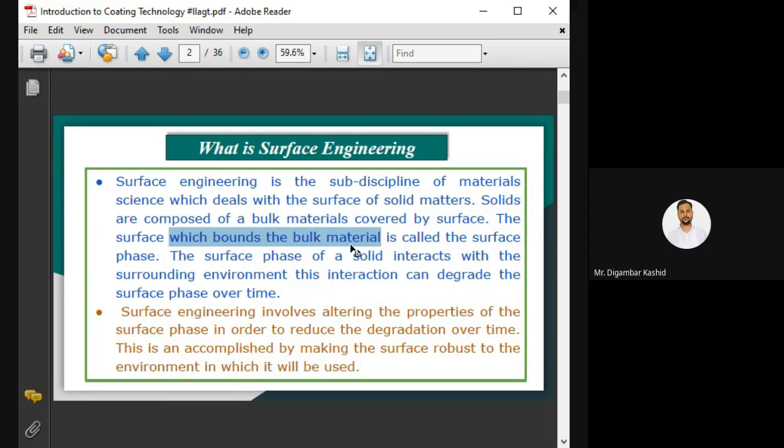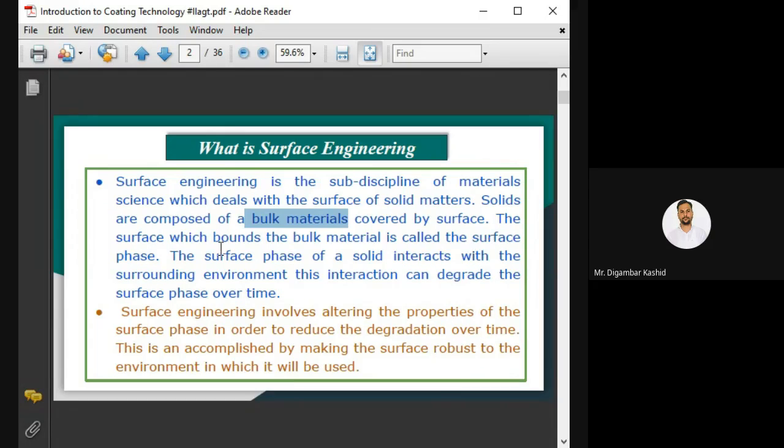So I repeat, surface engineering is a sub-discipline or sub-branch of material science, which deals with the surface of solid matter. Solids are composed of bulk materials, which are covered by the surface. And the surface which bounds this bulk material is called the surface phase.